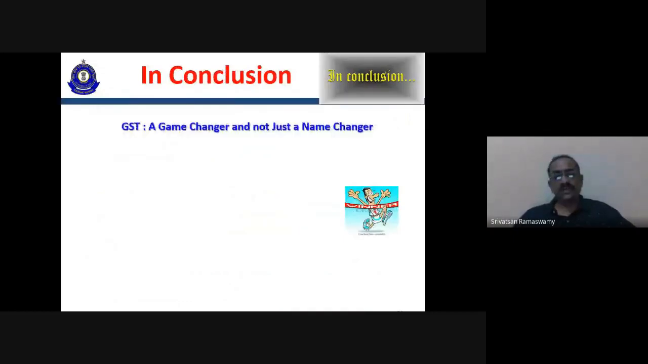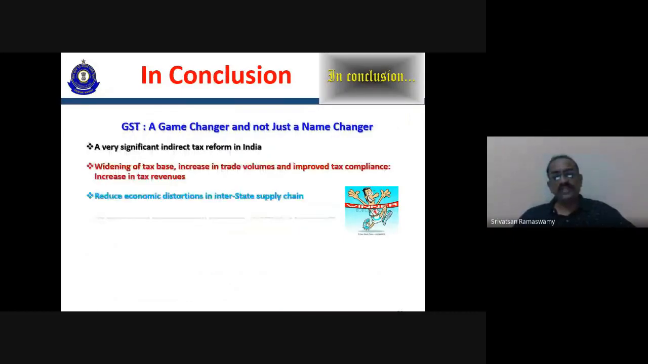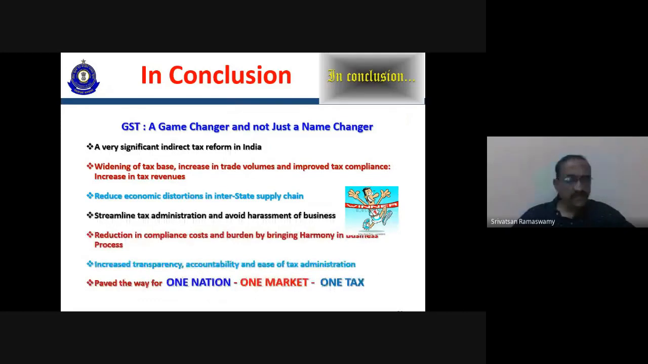So in conclusion, I don't want to tell everything here. GST is not a simple name-changing tax. It is in fact a game-changing tax, right? It is in fact a very big reform. There has been a paradigm shift from what we had earlier and what we are having now. So it is not a simple name-changing tax. It is a game-changing tax. It has paved way for one nation, one market, and one tax. And we have started enjoying the benefits of that.